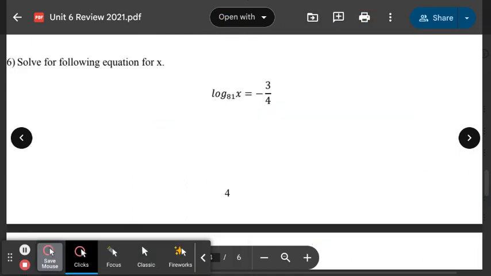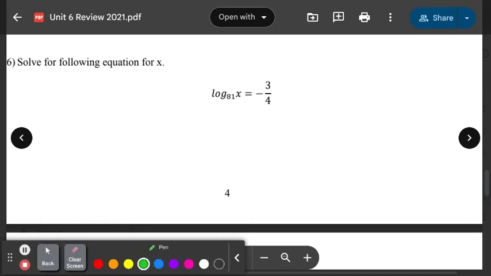Last problem on this page. Solve for x. Log base 81 of x equals negative 3 over 4. If you want, you can write negative 0.75. It means the same thing. So x is the number. What I'm going to do, they started with a log, so I'm going to convert it to exponential form. Base, number, exponent. So to put it in exponential form, 81 exponent negative 3/4 equals x. Okay, well the x is already on one side, so I just need to evaluate 81 to the negative 3/4.